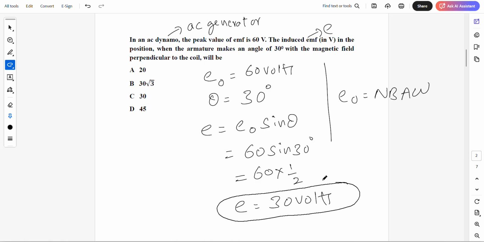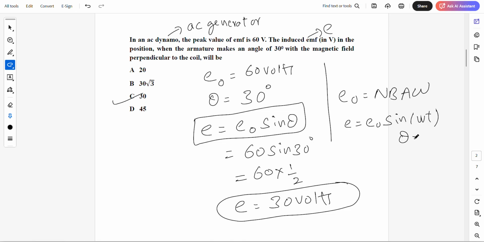Hope you understood. This is a very direct problem based on this formula, E is equal to E naught sine of theta. Or E is equal to E naught sine of omega t, where theta is equal to omega into t. Anyway, they have given theta as 30 degrees directly, so I can substitute this one.